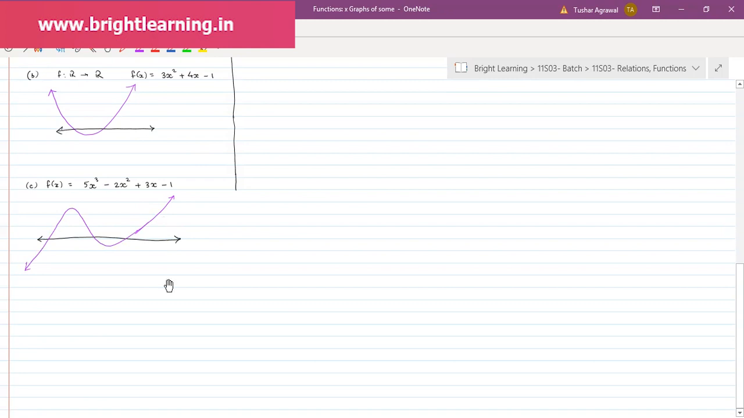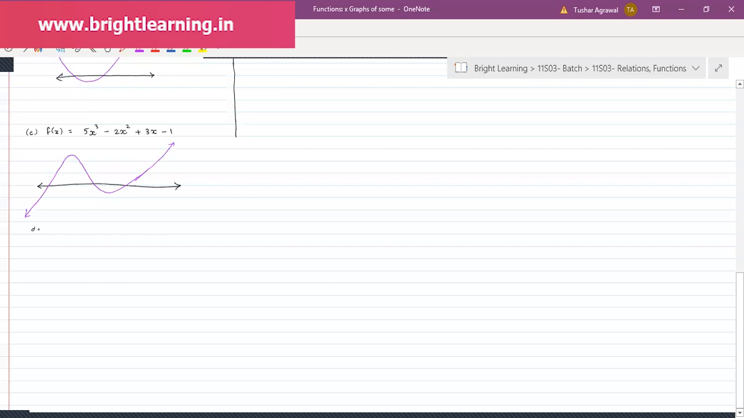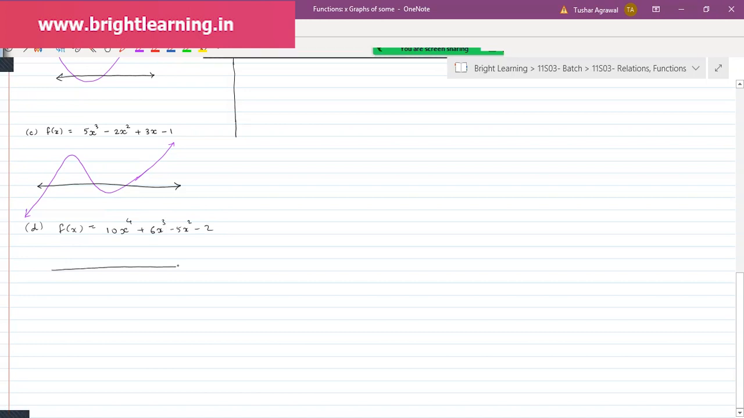What will be the graph for biquadratic? For biquadratic, the graph will be something like this. f(x) is equal to, let's say, 10 times x raised to 4 plus, let's say, 6x cube minus 5x square minus 2. So the graph will be for one curve, second curve, and third curve.